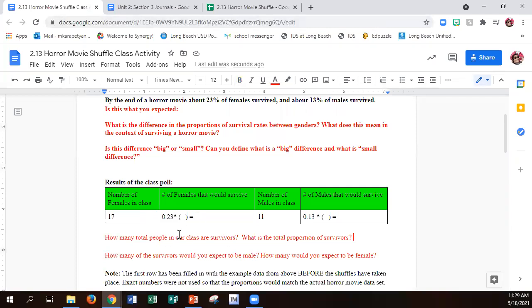To calculate how many females are going to survive, we take our 23% rate as 0.23, and multiply it by the total number of females that we have. So 0.23 times 17, and we get 3.91, which we're going to round to 4 females. So we're going to say 4 females survive.